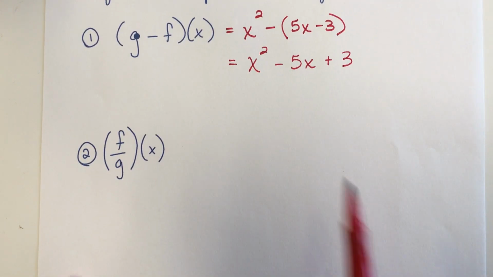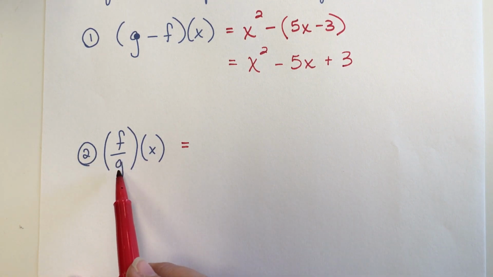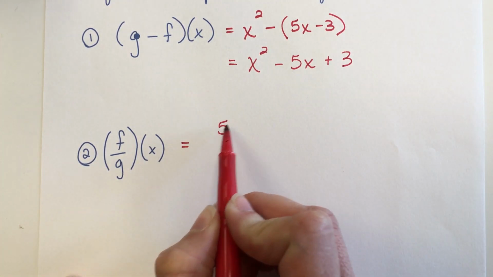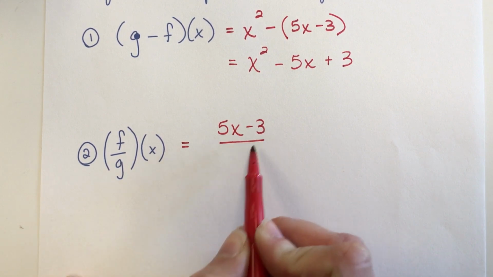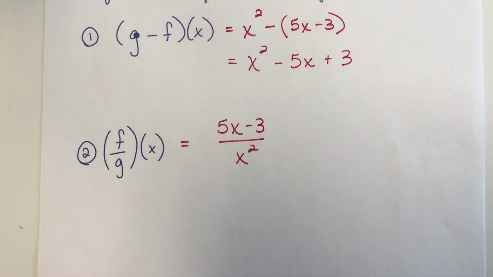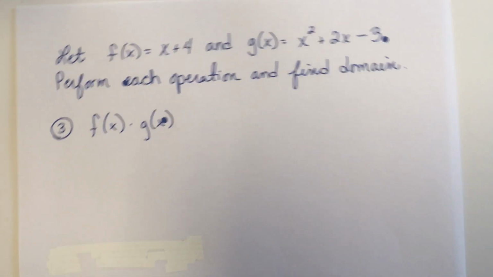Okay, the second one is asking that you divide. So f divided by g. So f is 5x minus 3 and g is x squared. Now, if it were something you could do some simplifying with, then you would be expected to do so, but you can't simplify here. So there's your answer to that one. All right, next.